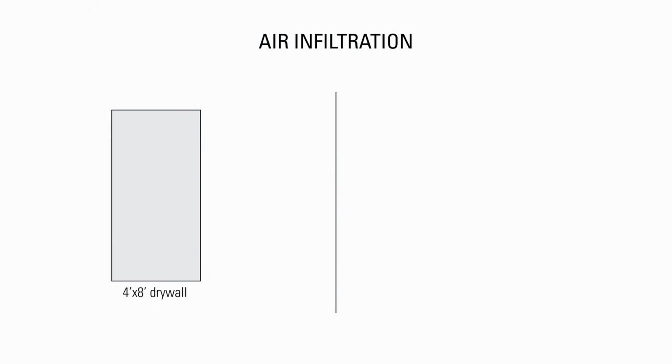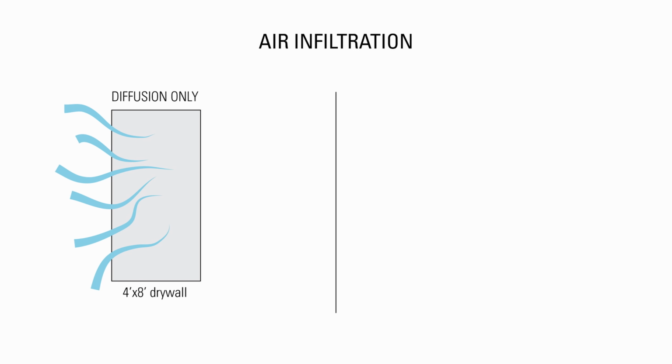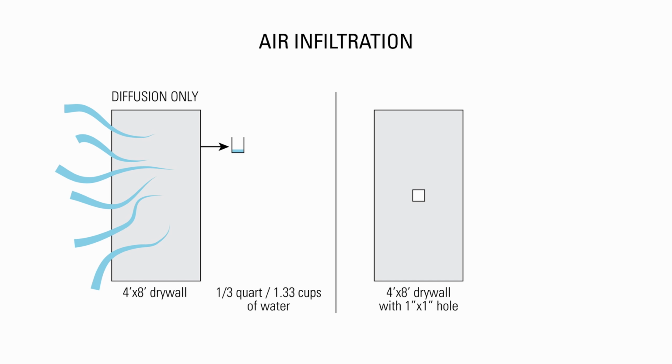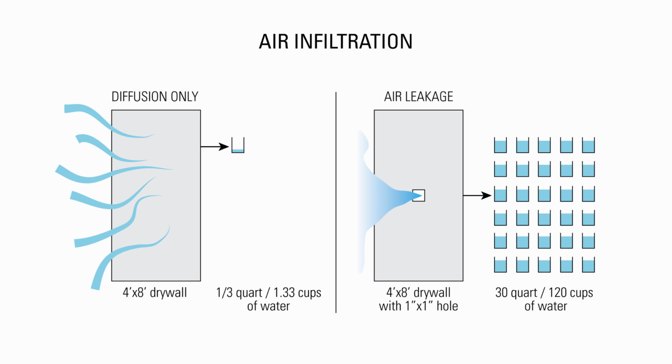Another trend or consensus in the building science community is to prioritize air barriers and stop air infiltration. A study has shown that in most cold climates, over an entire heating season, a 4 foot by 8 foot sheet of drywall will let just a third of a quart of water through by diffusion. But if that same sheet of drywall has a tiny 1 inch by 1 inch hole, moisture-laden air can sneak through and bring in 30 quarts of water.